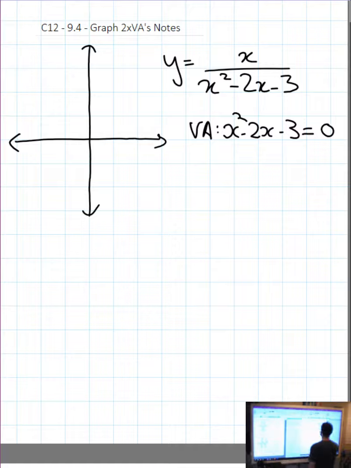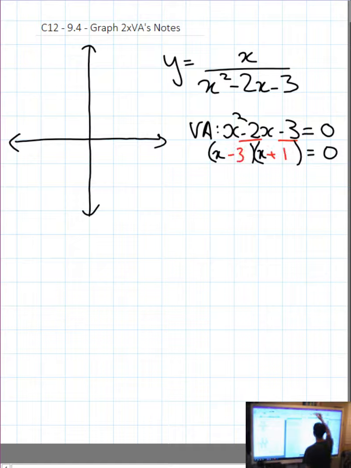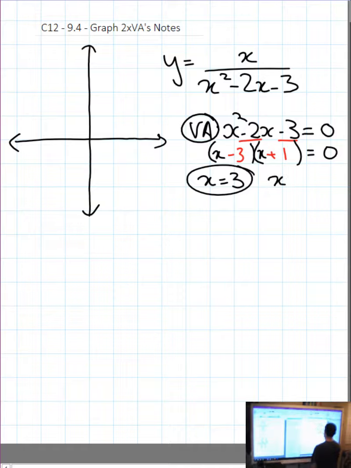So now, this time I actually have to factor it. So I'm going to set up my factors. Two numbers that multiply to get x squared are x and x. And the numbers that multiply to get -3 and add to get -2 are -3 and +1. And if I set both my factors equal to 0 separately, I get x equals 3, one of our vertical asymptotes, and x equals -1, the other vertical asymptote.